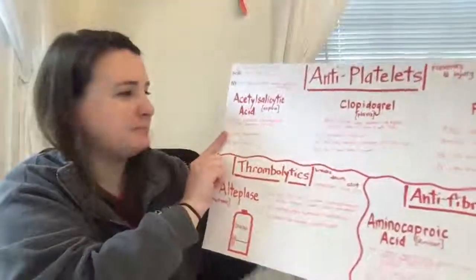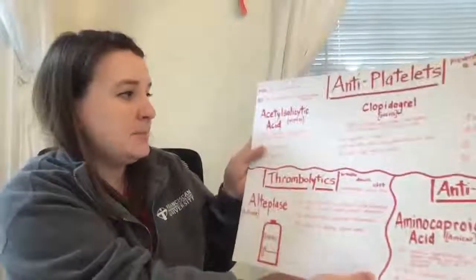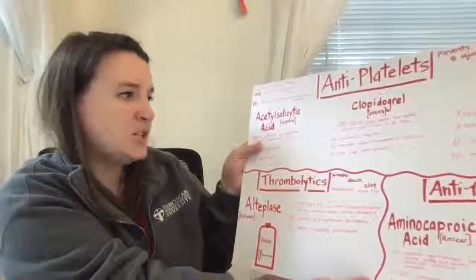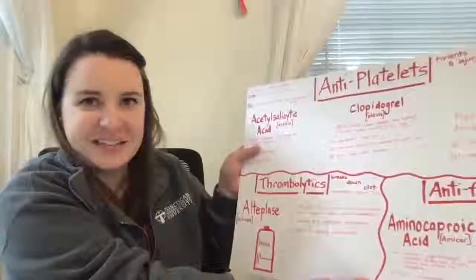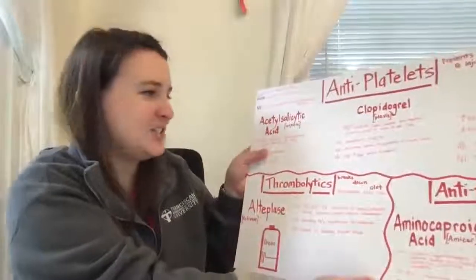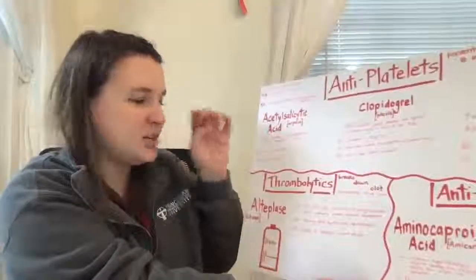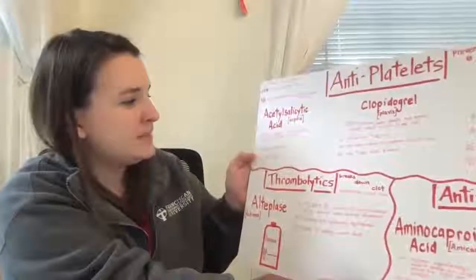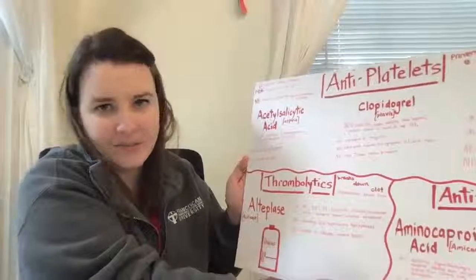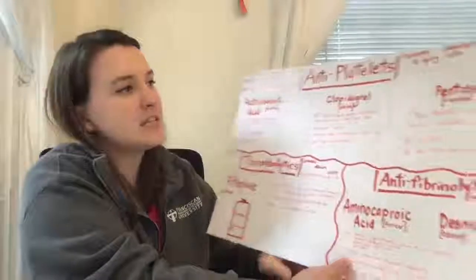Let's start with aspirin. This drug inhibits platelet cyclooxygenase. That's like a fun word. Cyclooxygenase, which prevents the formation of TXA2. This is for stroke prevention, and it is available orally and rectally.